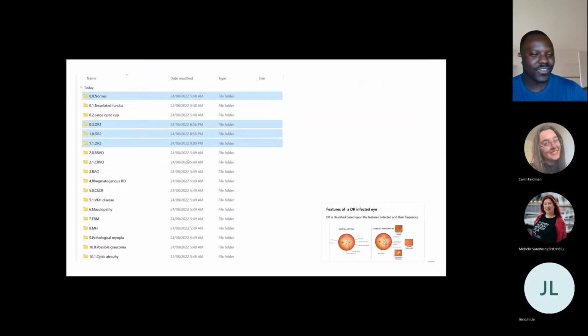Now we get to the actual data set. I got this from Kaggle. And so the paper I showed earlier, this is their data set, and you can see we have the normal eye, we have DR1, DR2, DR3, and we have other fundus eye diseases, which we are not going to focus on at this point.